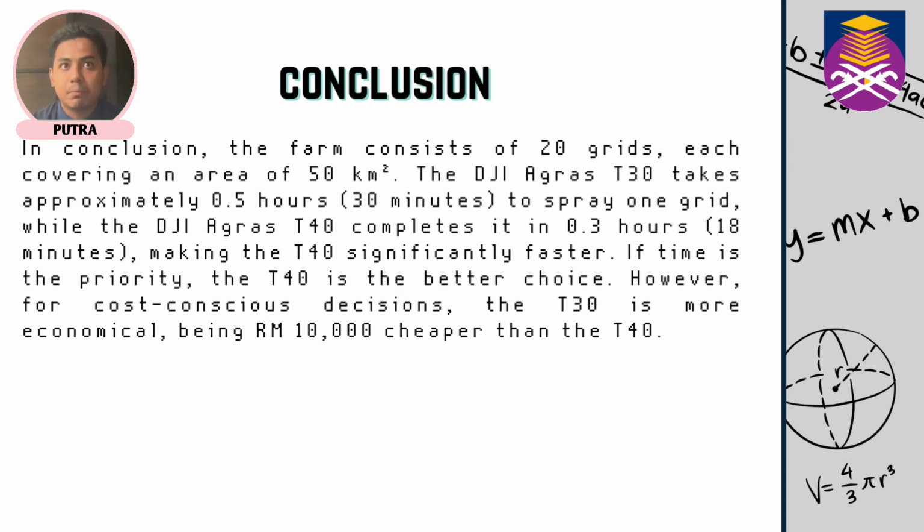If time is the priority, the T40 is the better choice. However, for a cost-conscious decision, the T30 is more economical, being RM 10,000 cheaper than the T40.